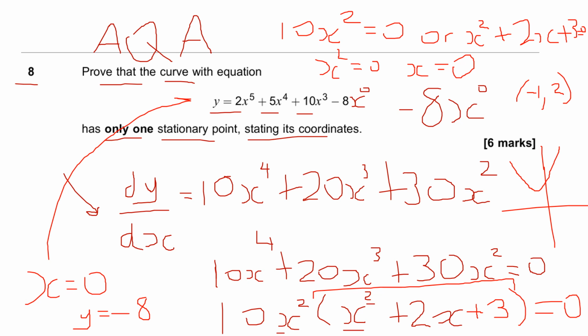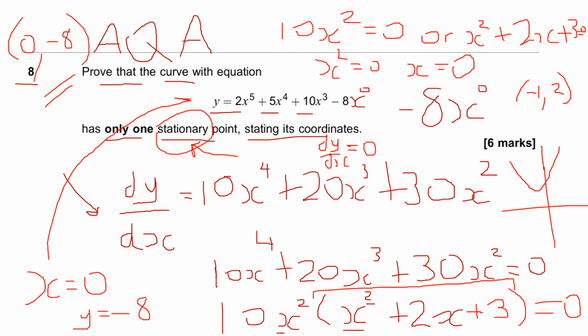So the only turning point, or the only stationary point, it has is at the coordinates 0, minus 8. Remember, whenever you see the word stationary point, turning point, minimum point or maximum point, always think derivatives. In particular, if you see the word stationary or turning point, it means we are setting dy by dx equal to 0. We find the first derivative, set that gradient function equal to 0, and then solve for x, or whatever letter we're looking at.